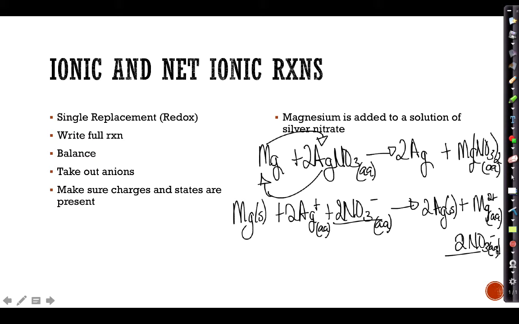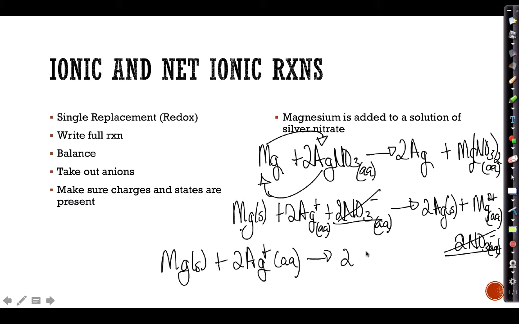All right, so let's see what's not participating. Well, this appears on both sides, so I can get rid of that. But everything else is something different. This is a solid, this is an ion, this is an ion, this is a solid. So this is what my reaction actually is. This is the only thing that's actually reacting. The silver and the magnesium, the nitrate's not participating here. Okay, so this would be my net ionic reaction.